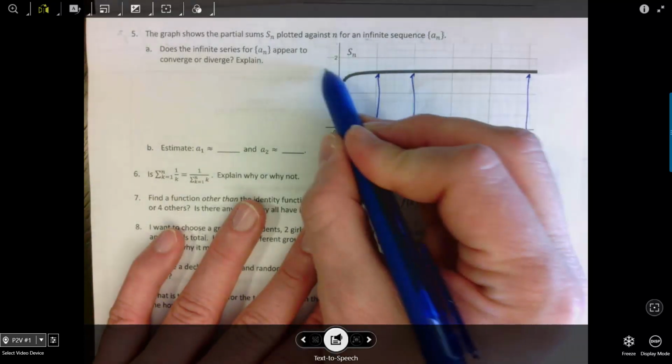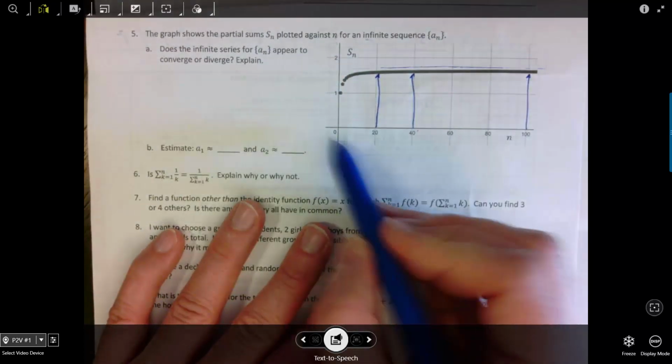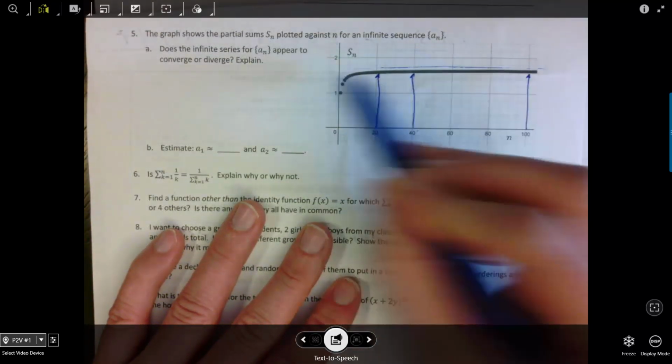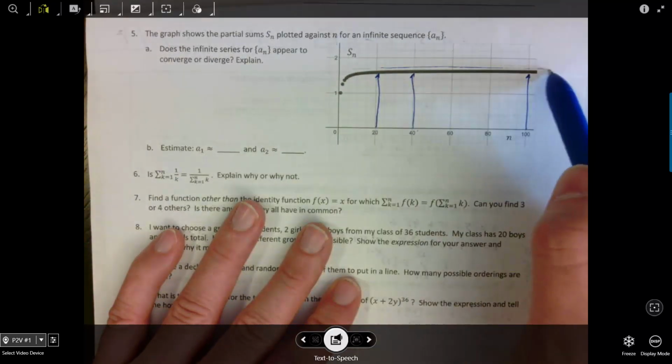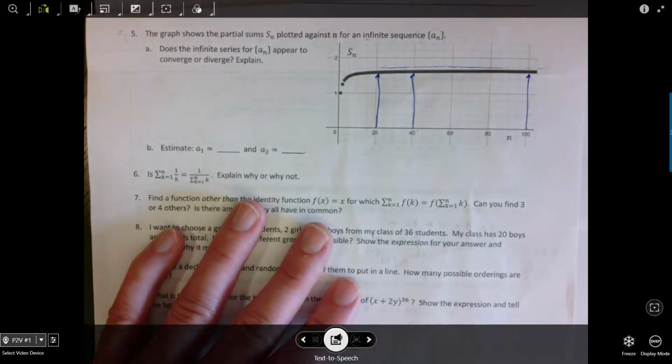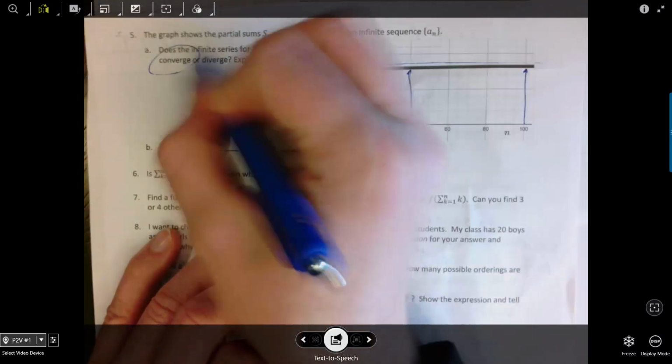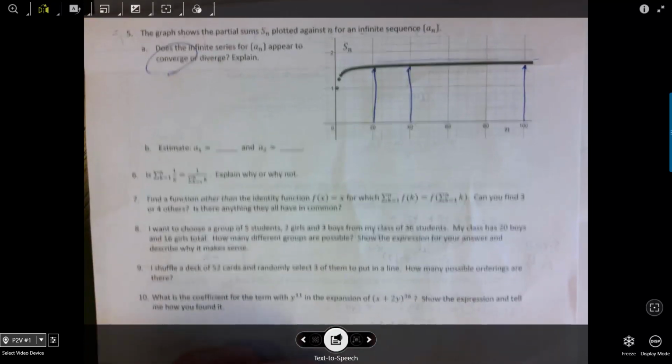So it looks like as I'm adding more and more and more terms, the sum of all of those terms is actually approaching some horizontal asymptote, which would represent the limit of that sequence, which is the same thing as the value of the infinite sum. So yes, I think it does converge for the reasons that I just said.